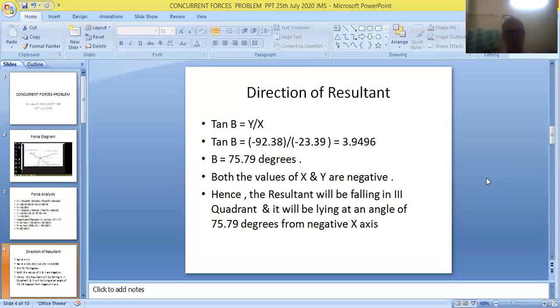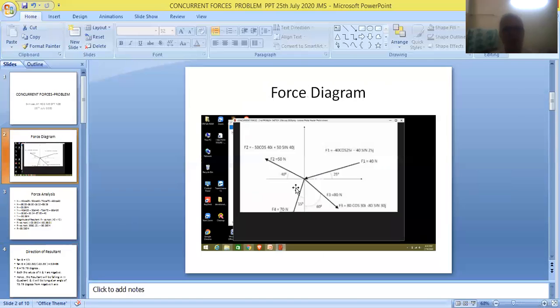So friends, finally, now sigma x is obtained as a negative value and sigma y is obtained as a negative value. So in this figure, sigma x will be shown somewhere in this region and sigma y to be shown in this region.